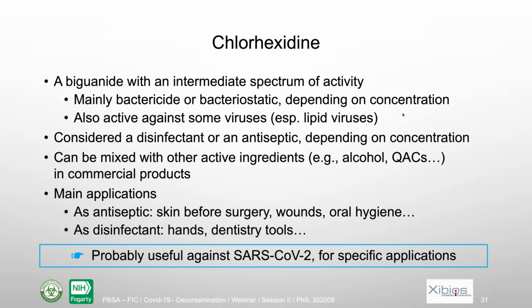Most generally, in commercial products, it's not just chlorhexidine, but it's mixed with other active ingredients such as alcohol and quats. And so it's a kind of mixture of different modes of action due to the different products. So the main application of chlorhexidine is as an antiseptic, just at low concentration. For instance, to prepare the skin before surgery, to avoid any contamination when starting the surgery, to treat wounds, for instance, and also in oral hygiene.